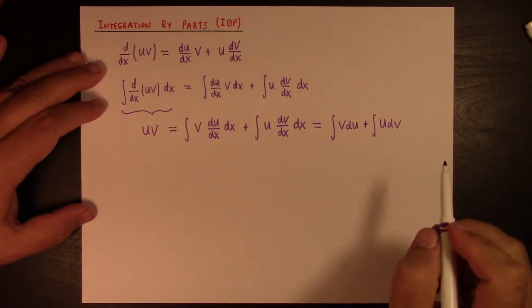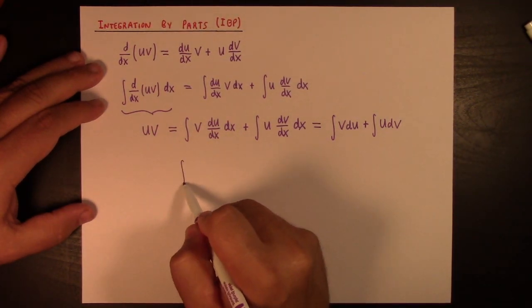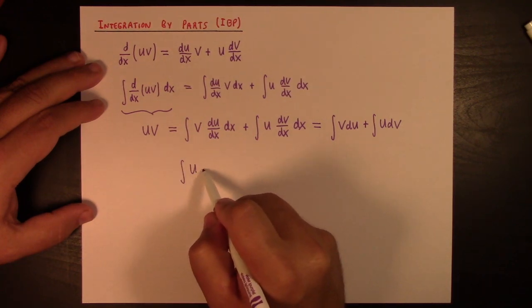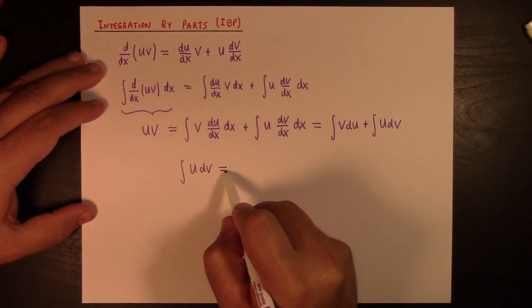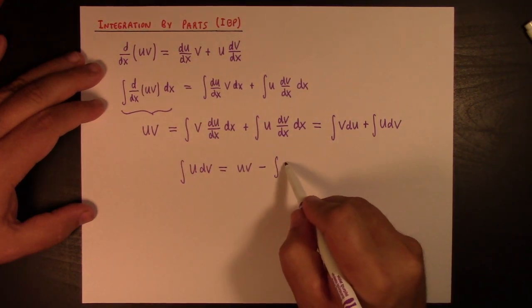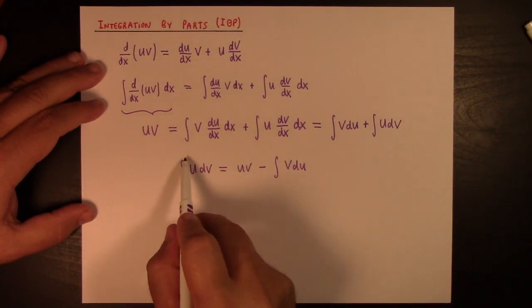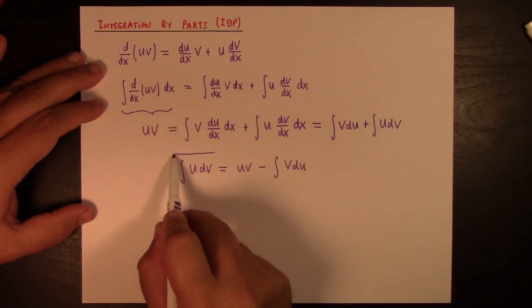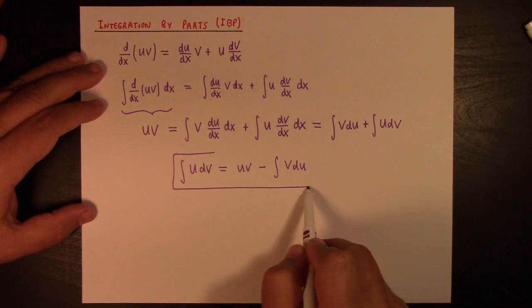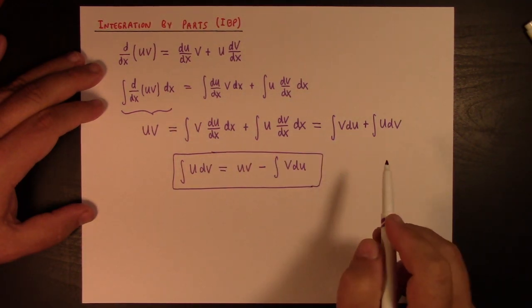And this leads us to the integration by parts formula, namely that the integral of u dv is equal to uv minus the integral of v du. This is known as integration by parts, to trade the integral on the left-hand side for the integral on the right-hand side, as is boxed here.